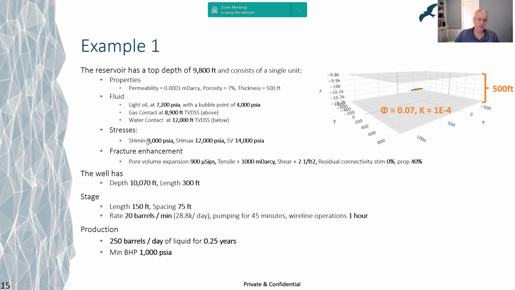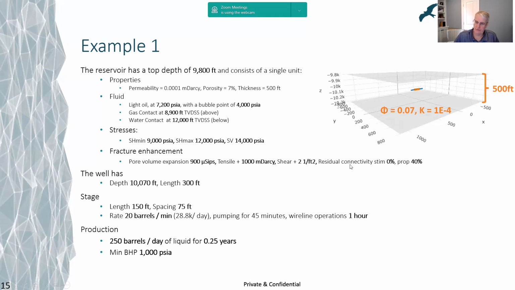The stresses, we're going to use 9,000 as the minimum horizontal stress and 12,000 as the maximum horizontal stress. The vertical stress, we'll put 14,000. And then for that fracture propagation, fracture enhancement input, we're going to use a pore volume expansion rate of 900 microsips, a tensile fracture of 1,000 millidarcies, and a shear fracture of 2 in terms of the surface area. And we're going to retain none of the stimulated, and 40% of the propped enhancement.